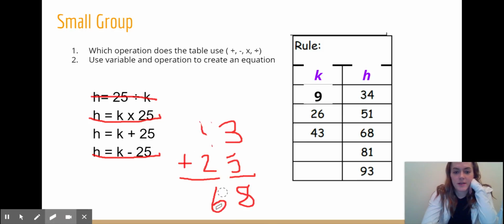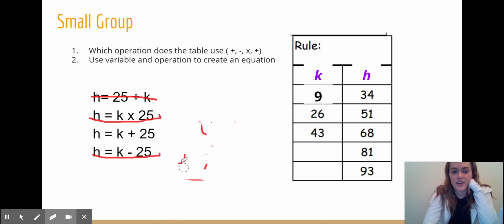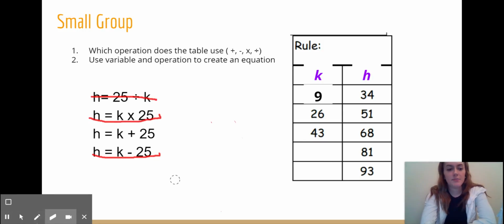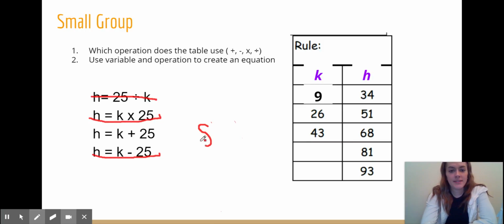All right, so now we need to find those missing numbers. So I'm noticing in my K column, I'm missing 2 numbers. So just like we solved the other ones, the number sentences, we might have to do the opposite to find that missing number. So instead of adding 25, we are going to be taking away 25 from these numbers to find our first number. We have to do the opposite. So 81 minus 25.